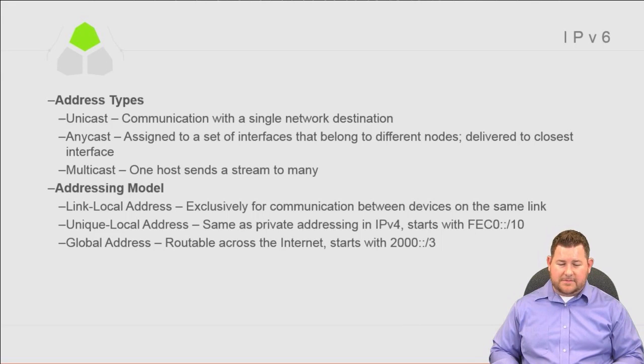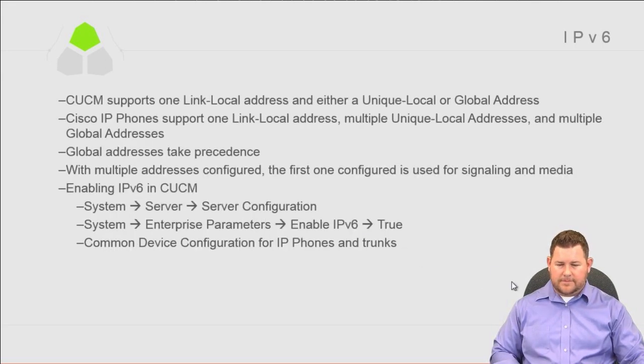A unique local address is basically the same as private addressing in IPv4. Like 192.168.whatever is private addressing in IPv4. You have the same type of thing in IPv6, which starts with FEC0, and then it says /10, which means that there's 10 bits for the network mask. The global address is routable across the internet, and that starts with 2000 and it's :3. So obviously the rest of that is going to be reserved for host space or different subnetting spaces. So you have your link local, unique local, and global address.